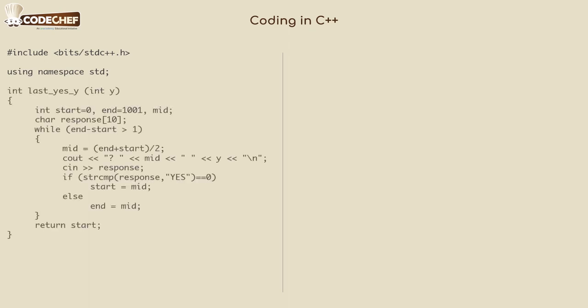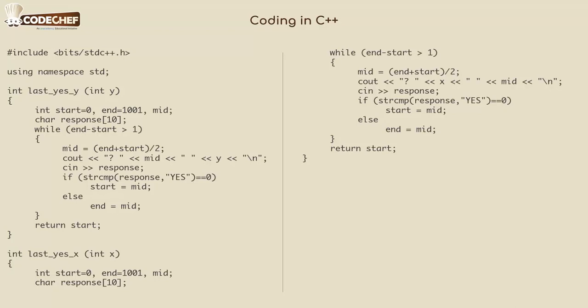Now let's code in C++. First, we will declare a function last yes y that will return the last coordinate on which we will get a yes on the line y is equal to y. The definition is similar to the pseudocode. You can try it out. Similarly, we will declare a function last yes x.